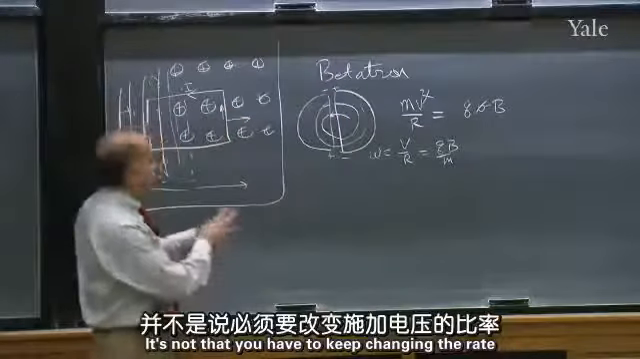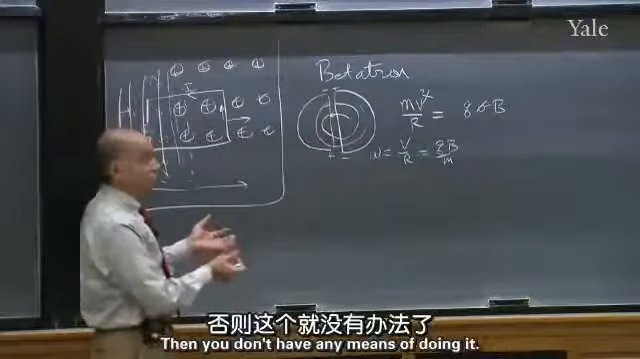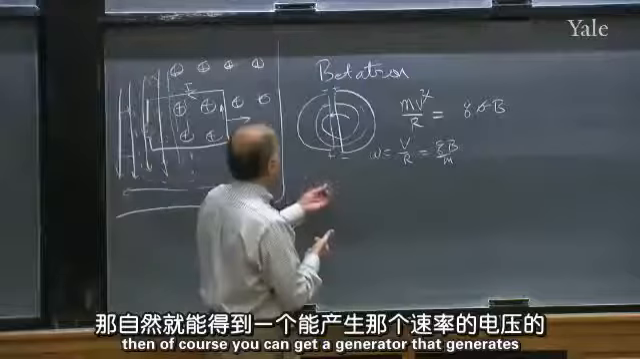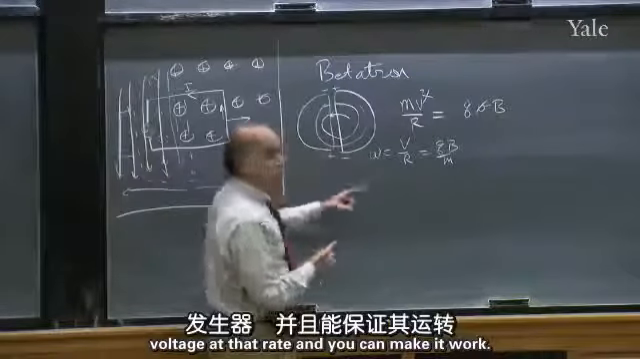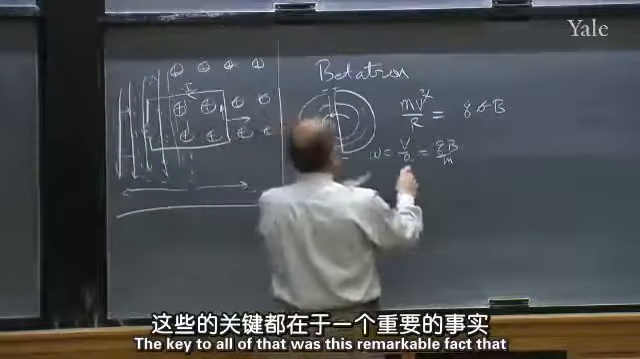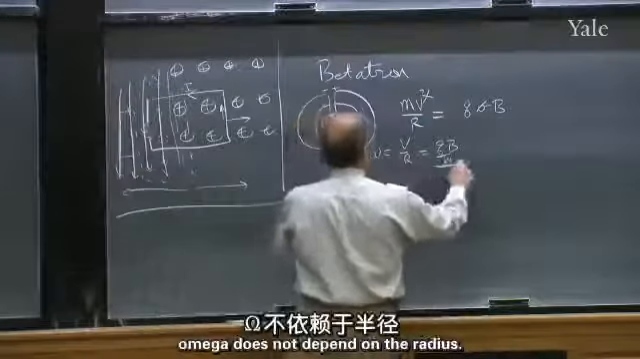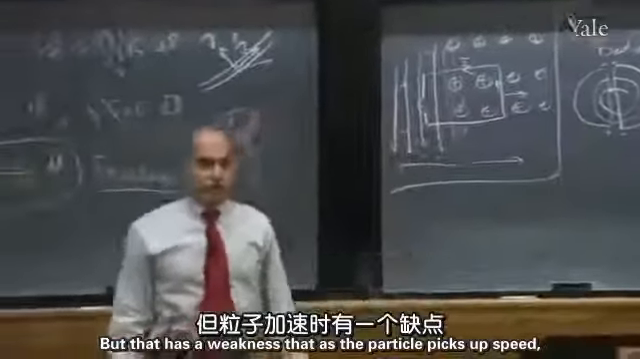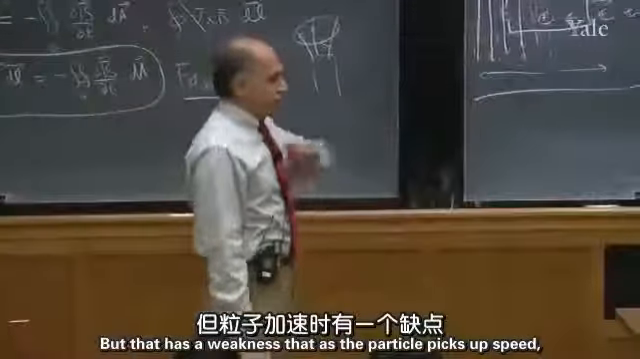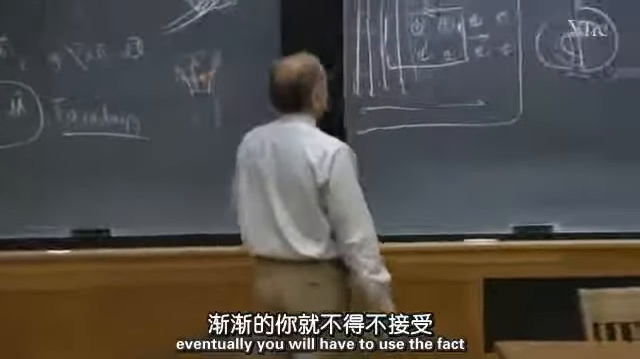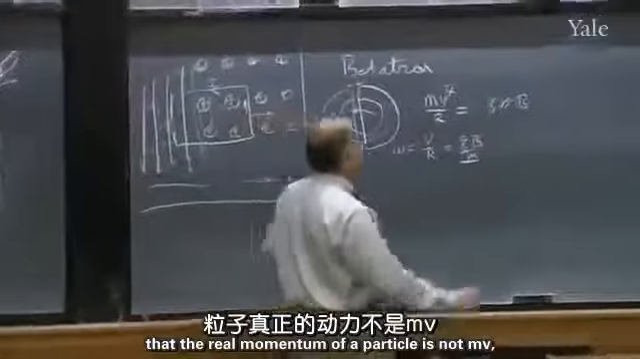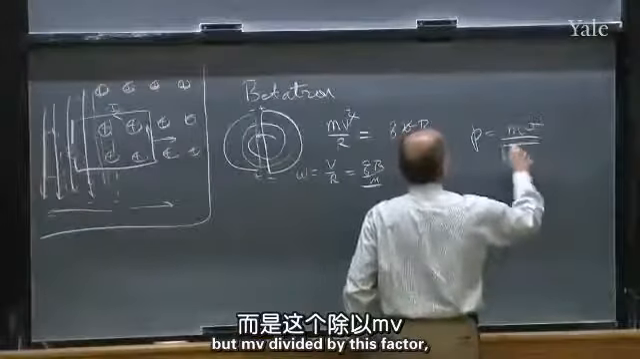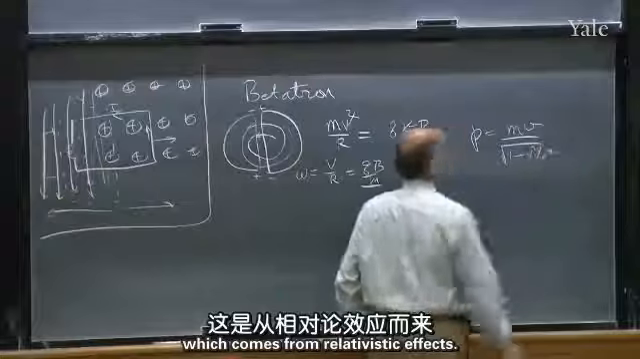It's not that you have to keep changing the rate at which you flip the voltage. Then you don't have any means of doing it. But if it's flipping at a definite rate, then of course you can get a generator that generates voltage at that rate, and you can make it work. The key to all of that was this remarkable fact that omega does not depend on the radius. But that has a weakness, that as the particle picks up speed, eventually you will have to use the fact that the real momentum of a particle is not mv, but mv divided by this factor which comes from relativistic effects.